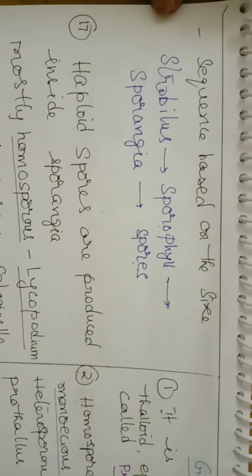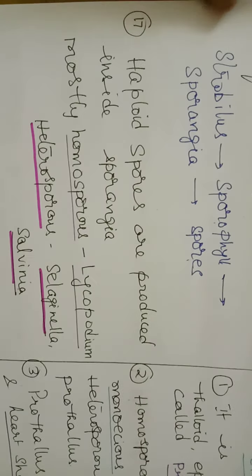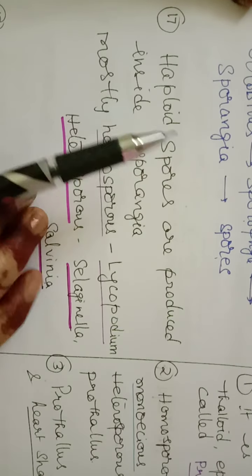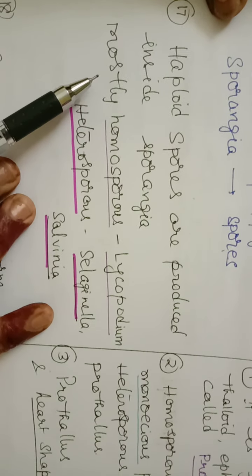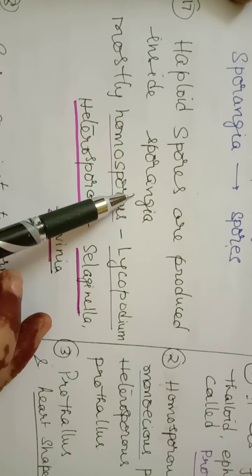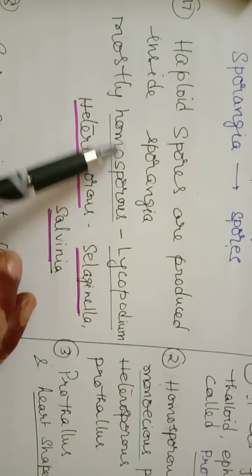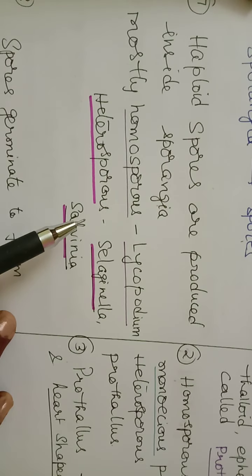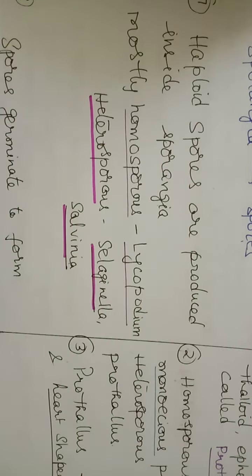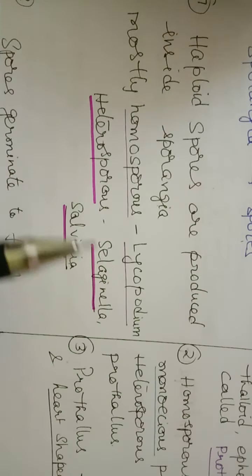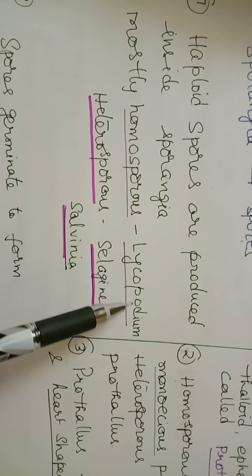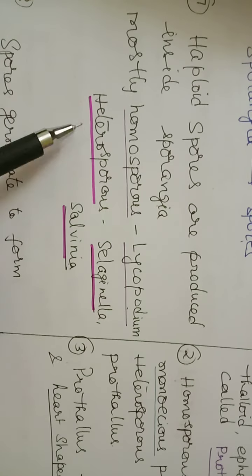Now the spores which are formed inside the sporangia, they are all haploid in nature. Due to meiosis of spore mother cells, they are formed. So haploid spores are produced inside the sporangia. Most of the pteridophytes are homosporous. Homosporous, as we discussed earlier in bryophytes also, means all spores are of the same type. So homosporous, for example in Lycopodium.